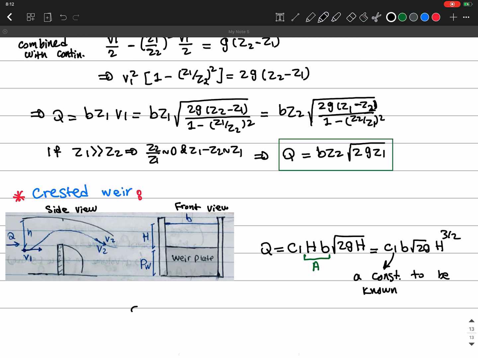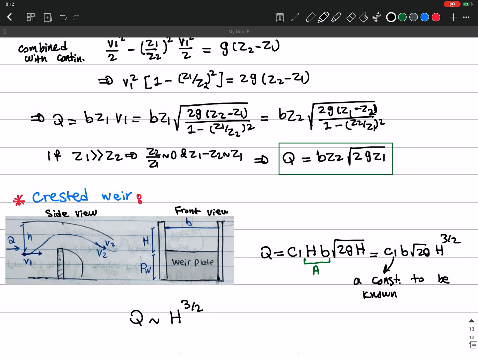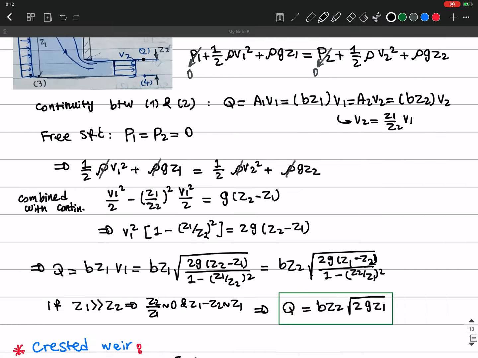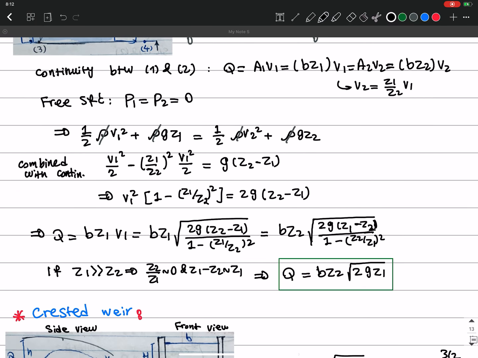But you can see that for this kind of problem, Q approximately varies as h to the power 3/2 for the crested weir. And you can get this with the Bernoulli equation and a similar approach to what we used for sluice gates.